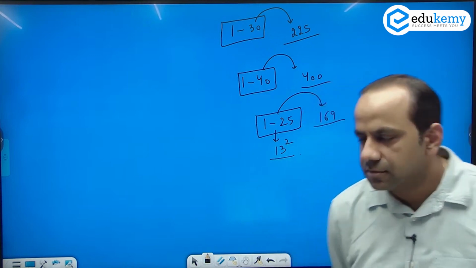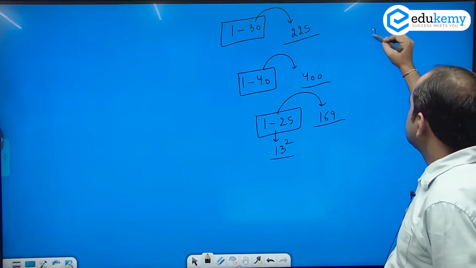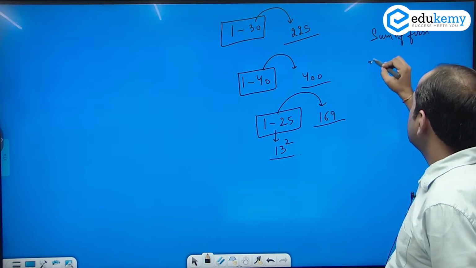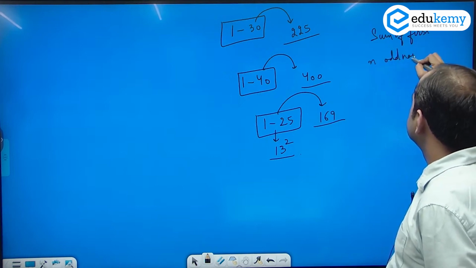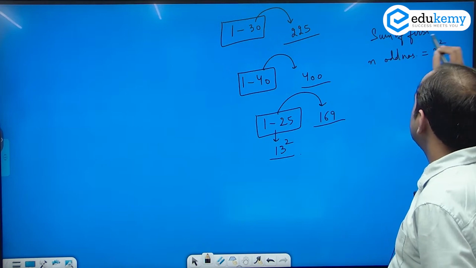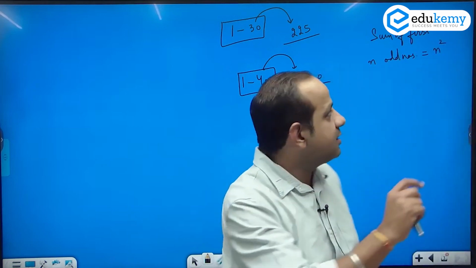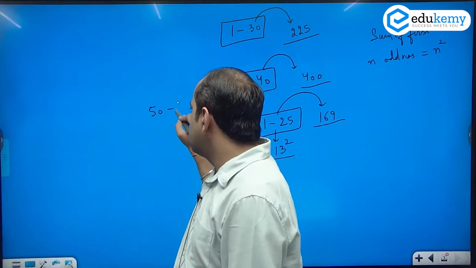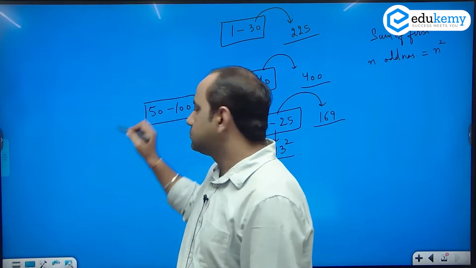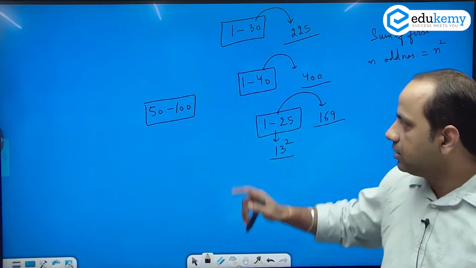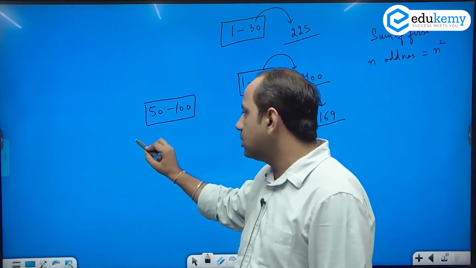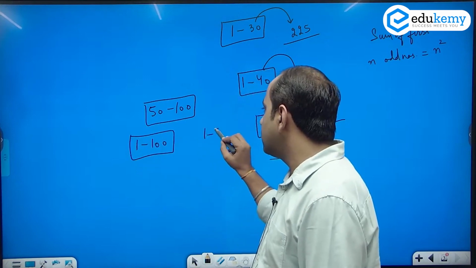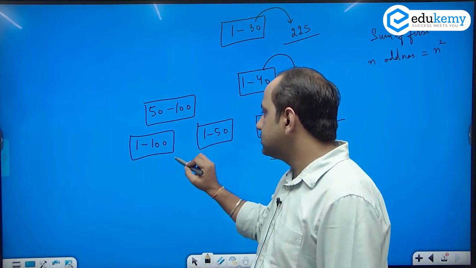So what we have concluded is that the sum of the first n odd numbers is equal to n square. But make sure this is only when they are the first n odd numbers. If I ask for the sum of odd numbers from 50 to 100, how to calculate this? First we will calculate the sum of odd numbers from 1 to 100, then the sum of odd numbers from 1 to 50, and then we will subtract them.